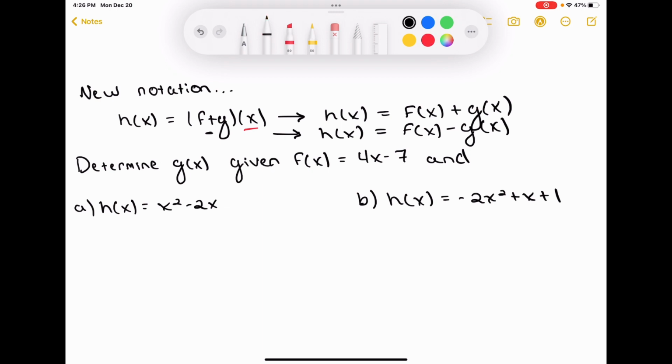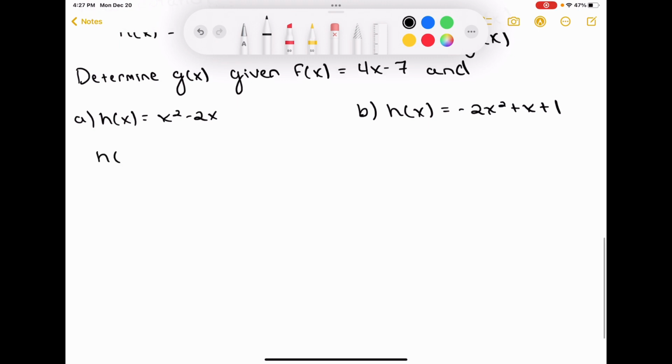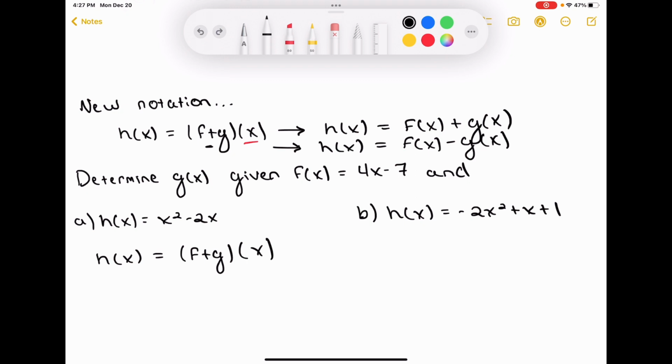Now let's just do a couple examples to represent this. So they say determine g of x given f of x is equal to 4x minus 7, and we're given some h of x. So what I'm going to do right away is state that h of x is equal to x squared minus 2x, and I'm going to say h of x is equal to f plus g in terms of x from our above statement, because we want to reference the first equation. The second one was just for an example, but in this case, we want to reference this equation here.